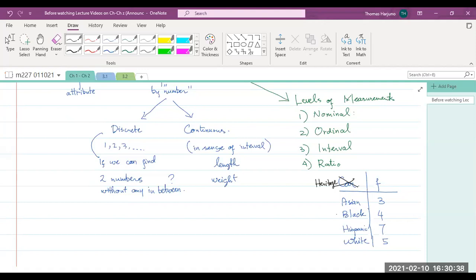Now, ordinal, the root word from the word order, means you can put it in order.